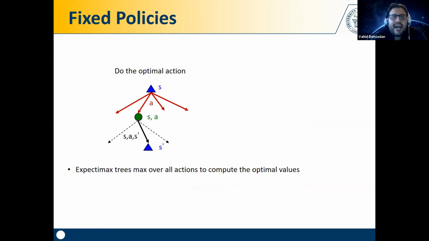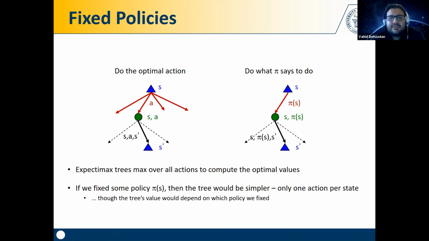So if we have a fixed policy, all we have to do is to start at point S, apply the policy, which gives us the action that needs to be taken, and follow the expected max tree and come up with the values. It's like evaluating the root node via the value of the root node in expected max.